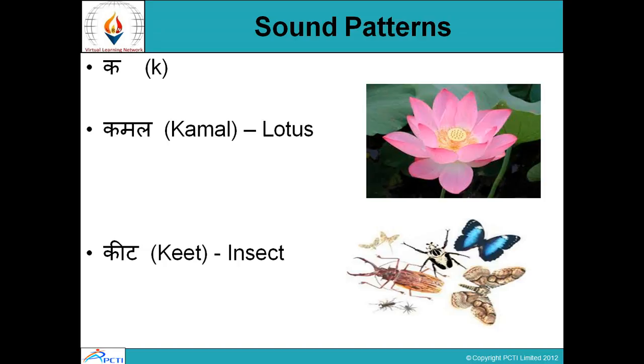Next is Keet. Keet is what? Insect. You have seen these insects: butterfly, cockroaches, spiders, house flies, bugs. These are all insects. These are called Keet in Hindi. We call insects Keet. K, Keet. Long sound of E, so Keet.